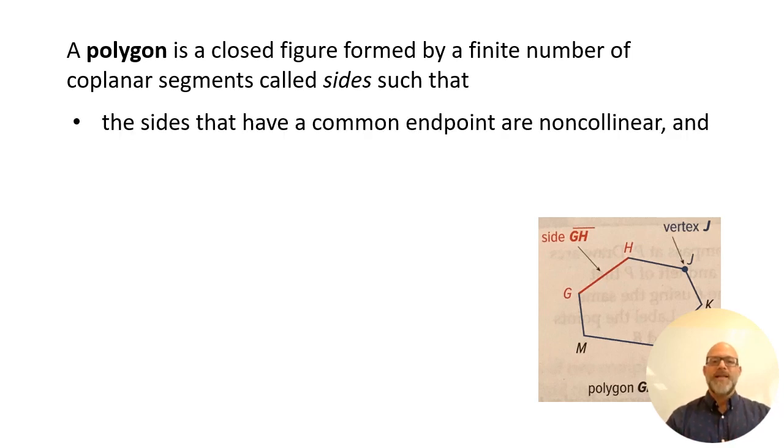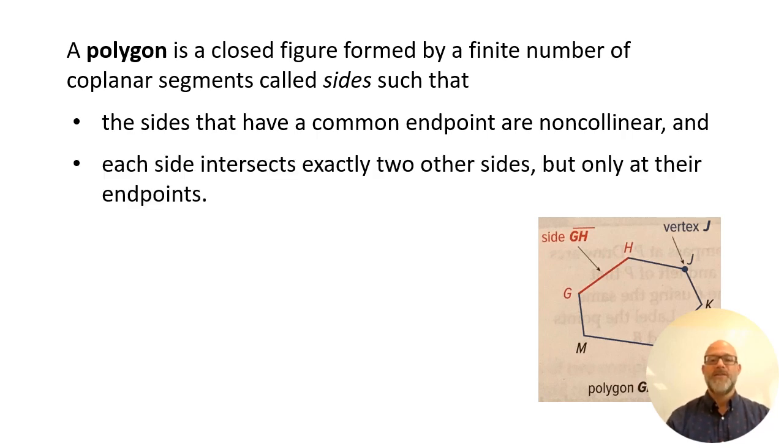And such that the sides have a common endpoint and are non-collinear. Well, do you see that GH and HJ have a common endpoint H? Can you also see that GH and HJ are not on the same line? They're non-collinear. All right, each side intersects exactly two other sides, but only at their endpoints. You see the side right here, GH, it intersects GM and HJ, but only at the endpoints.